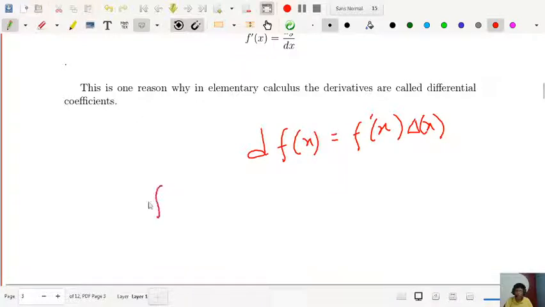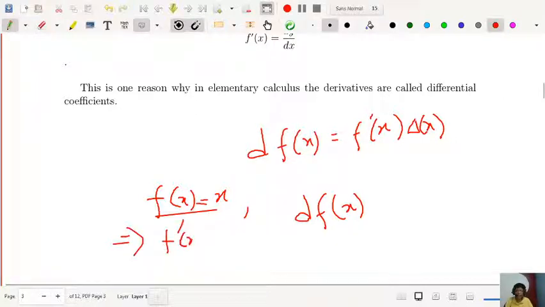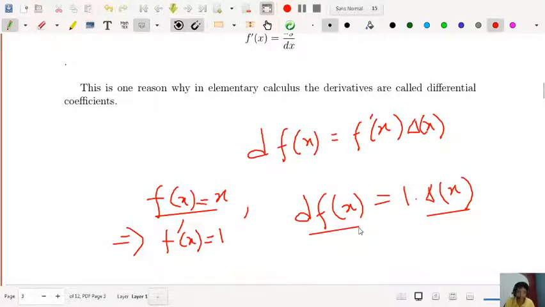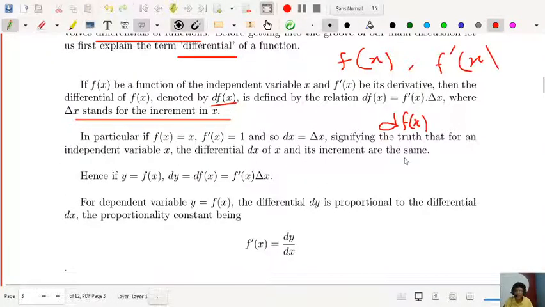So in particular, suppose your f(x) is x. So in that case, what is your df(x)? What is your f dash x? F dash x will be 1. In this case, your f dash x will be 1, right? So what will be your df(x)? df(x) will be 1 into delta x. That is, in this case, your increment and differential are same. Clear? So this is a particular case.